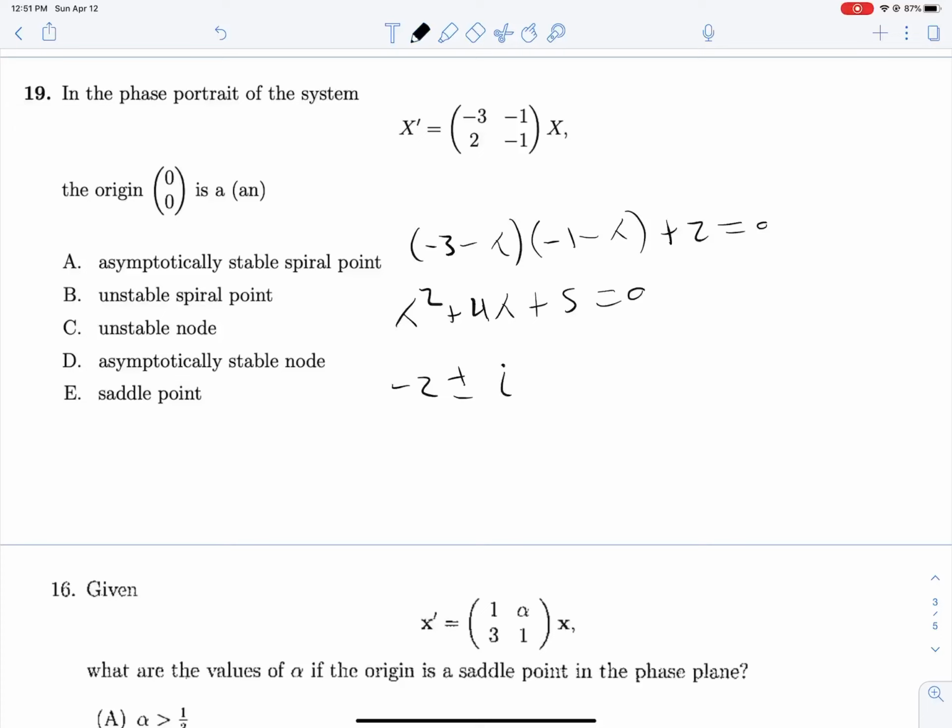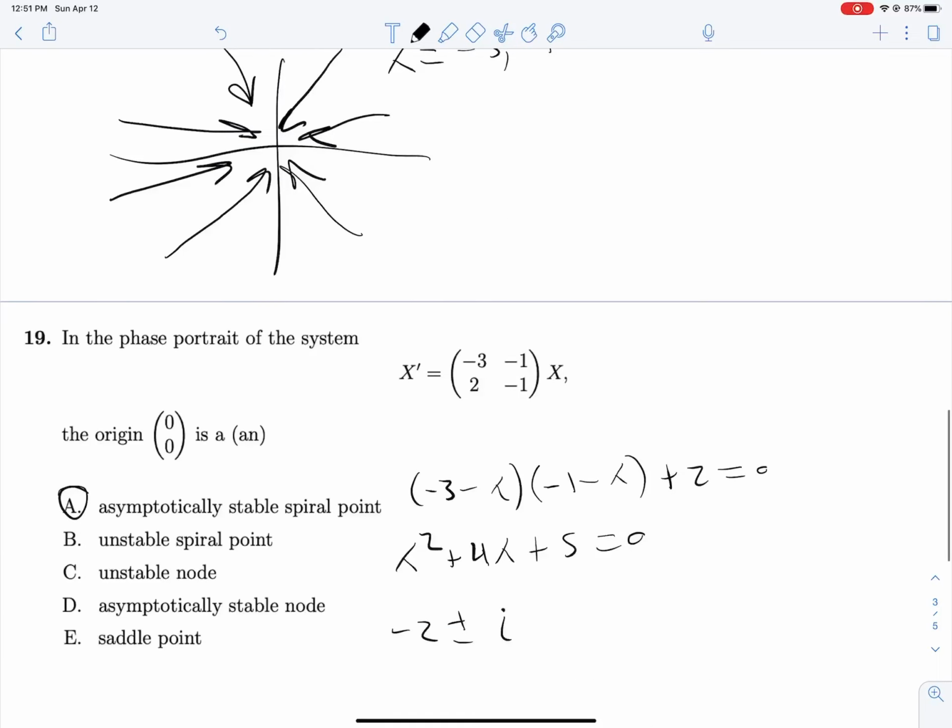So -2 plus or minus i, and we saw earlier that when we have a negative real value and a conjugate imaginary pair here, we will end up with an asymptotically stable spiral point. Just like before, everything will be flowing in towards the origin due to the real part, but the imaginary part will be causing some rotation along the way.